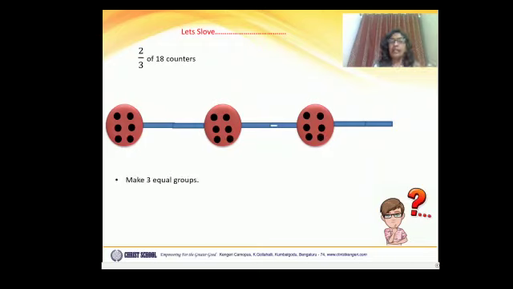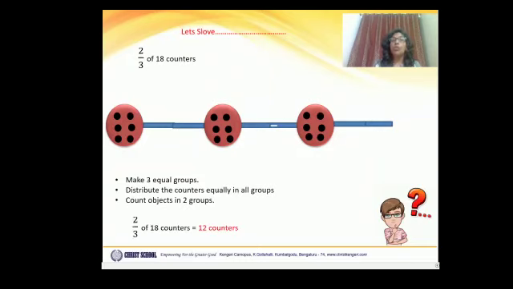So first we made 3 equal groups and distributed the counters equally in all groups. We counted the objects in 2 groups. Why? Because the numerator here is 2. So the counters in 2 groups: first group we have 6, second group we also have 6. So 6 plus 6 is 12 counters.